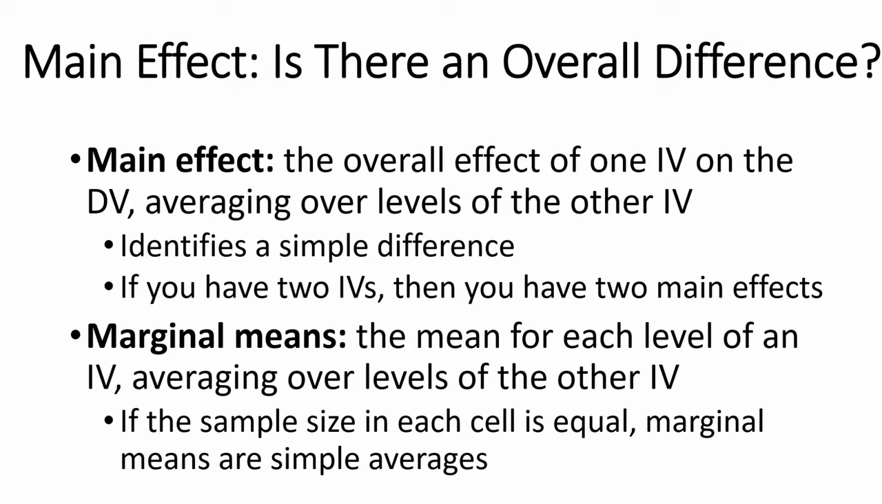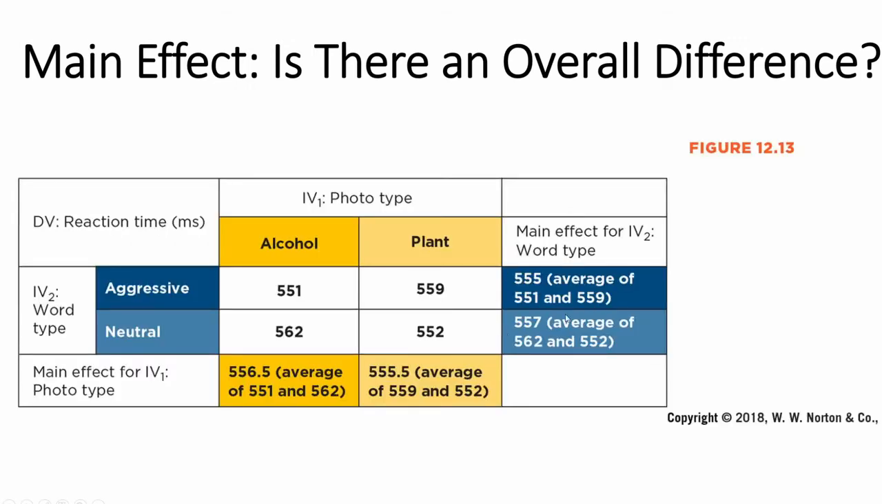Now, to get that overall main effect, to get the difference between this and this, we do have to calculate our marginal means, which is just the act of getting the average of responding to each of the 2 conditions that we're not caring about right now. So our marginal mean for aggressive word types is going to be the average of the responding to aggressive words when shown alcohol versus when shown plants.